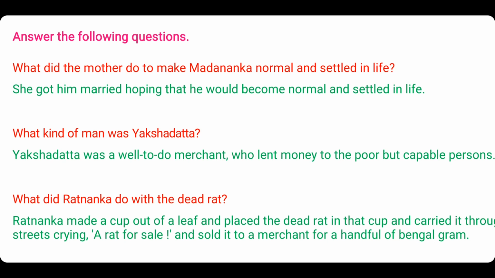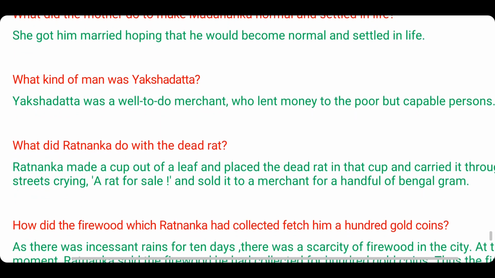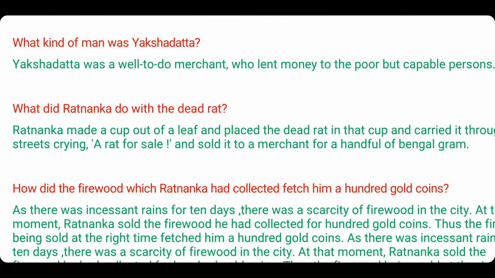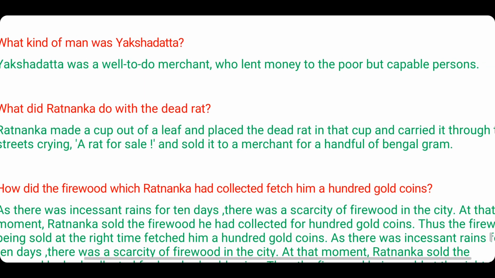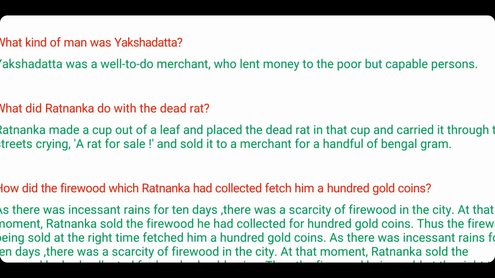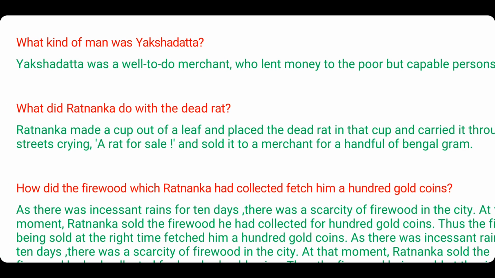Well-to-do means a very rich man. Lent means giving money on interest maybe, or giving as a loan, so that the money will be repaid after some time. That is called lending. On to the third question. What did Ratnanka do with the dead rat? Ratnanka made a cup out of a leaf and placed the dead rat in that cup and carried it through the streets crying, "A rat for sale," and sold it to a merchant for a handful of Bengal grams.